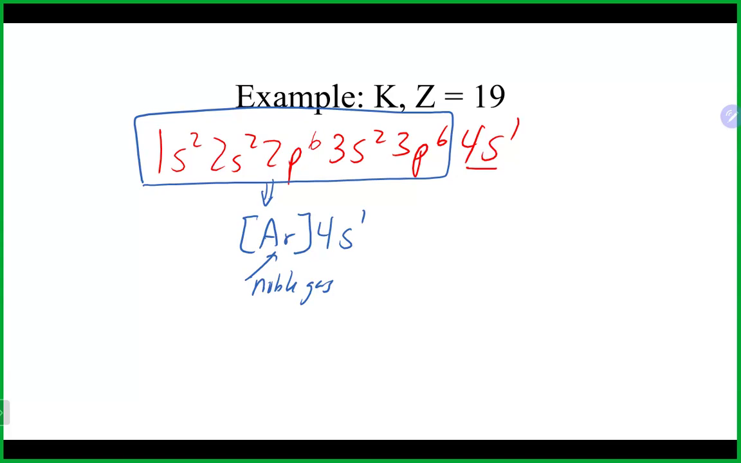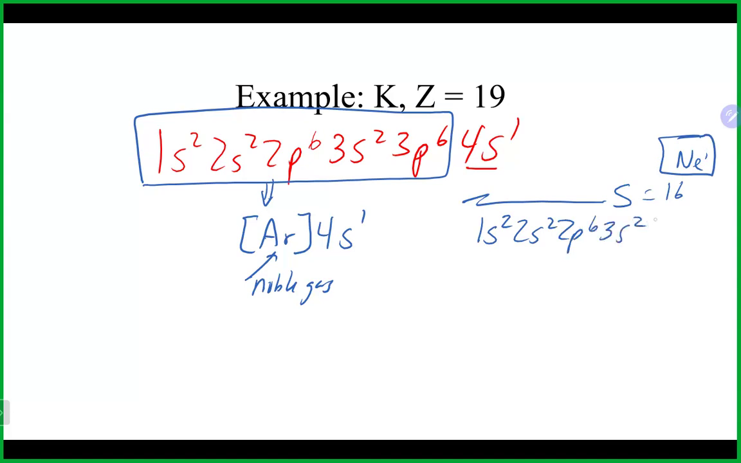So for example, if we were going to do sulfur, and sulfur is 16, if we look at the periodic table and go backwards, we end up back at neon before sulfur. We wrote out its electron configuration, 1s2, 2s2, 2p6, 3s2, 3p4. We would take this part of it here, which would be neon, and then 3s2, 3p4. So again, it's got to be that noble gas that comes right before it.